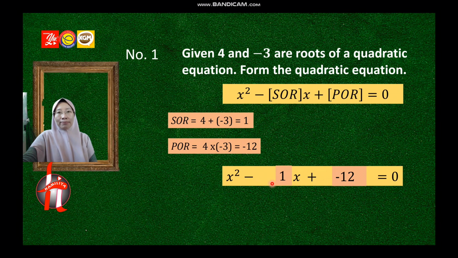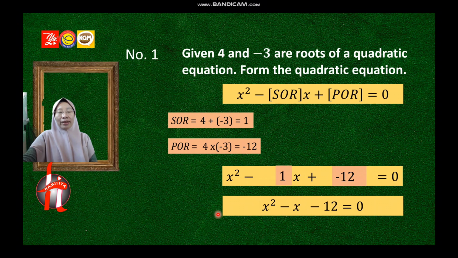But you must remember that for the algebraic term with coefficient of 1, we can just omit the number 1. Just write x squared minus x minus 12 equals to 0. So this is our quadratic equation with the roots of 4 and negative 3.